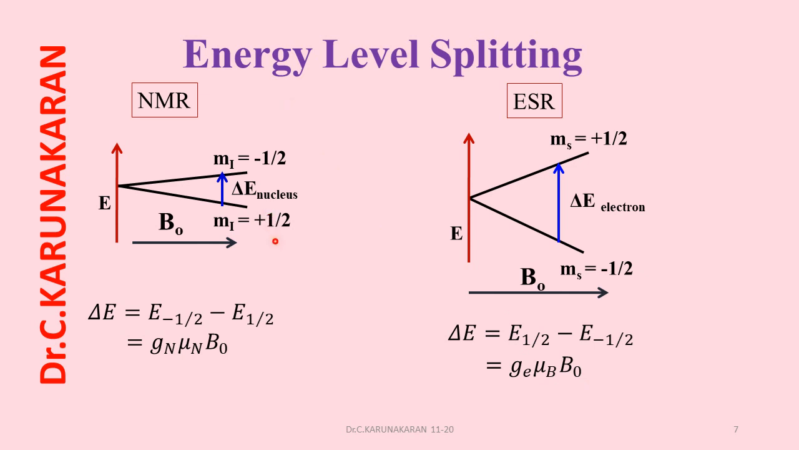In the case of NMR, radio frequency radiation is used to affect the transition between the nuclear spin states. Whereas in the case of ESR, microwave radiation, which is higher in energy than radio frequency radiation, is used to cause the transition between these two energy levels.